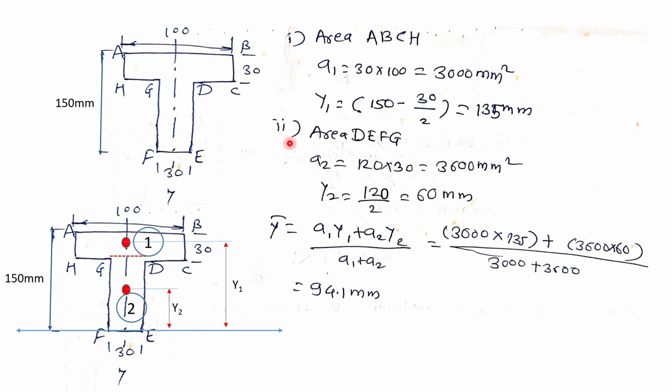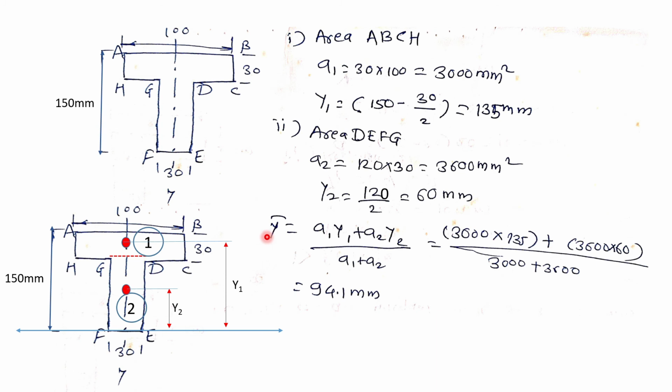Similarly, for the area, we consider the next area, that is DEFG. For this vertical rectangle, again we have the CG. Physically we can locate it here, denoting it with area 2. And we can see that the CG is half of this particular length, that is 120 by 2, that is 60.